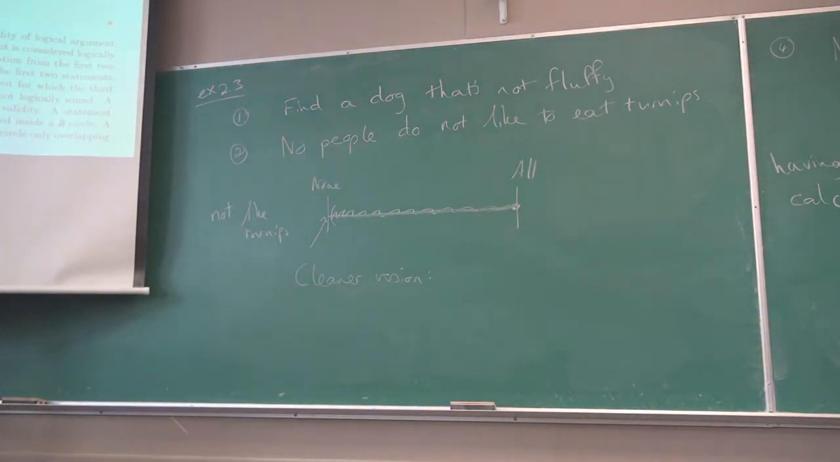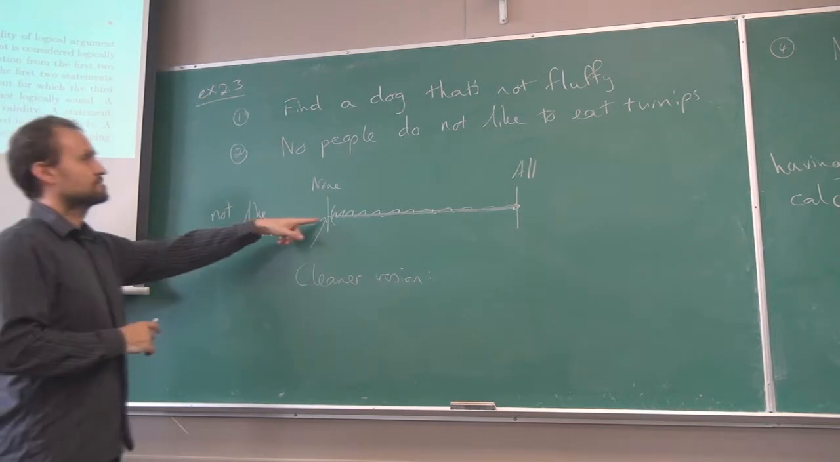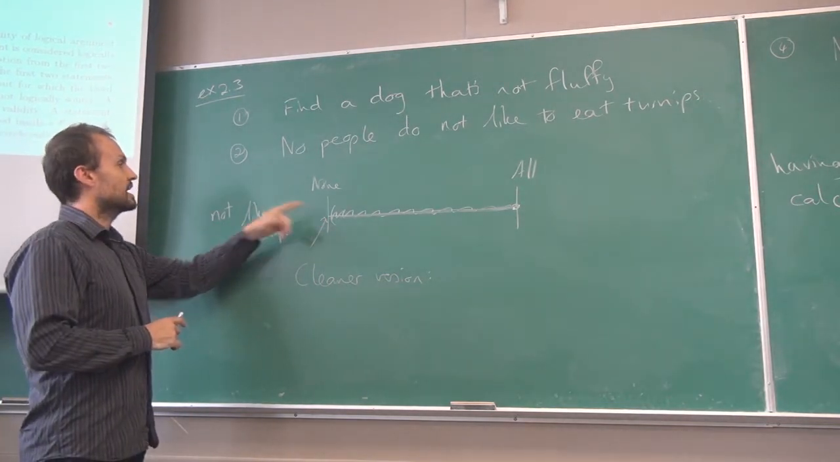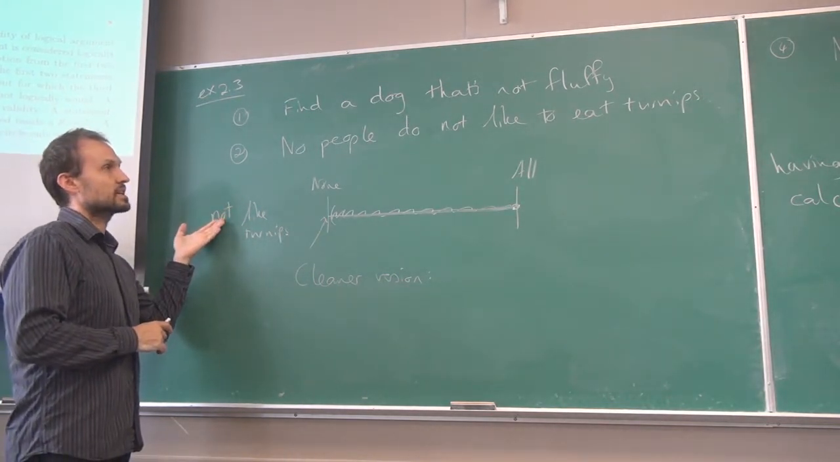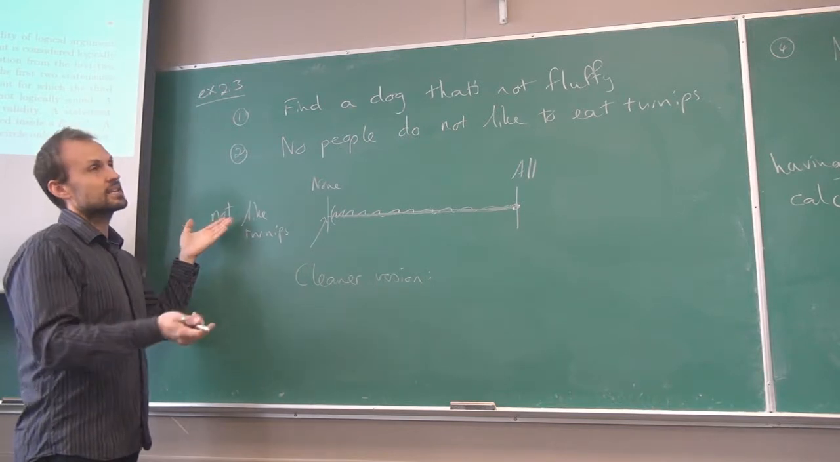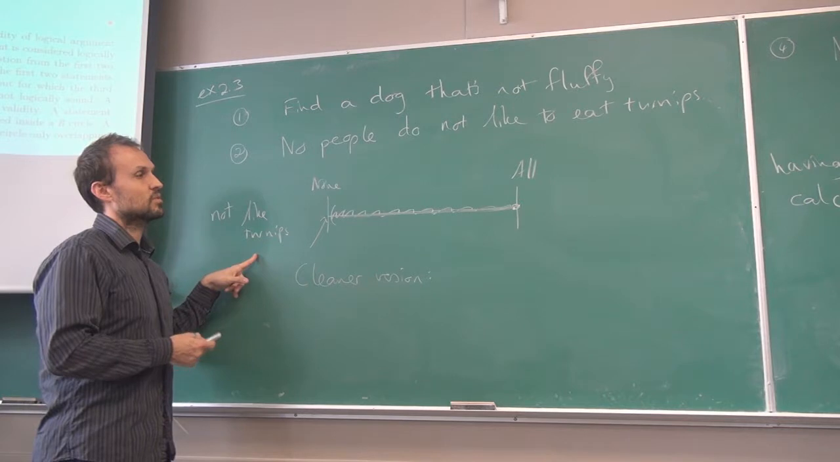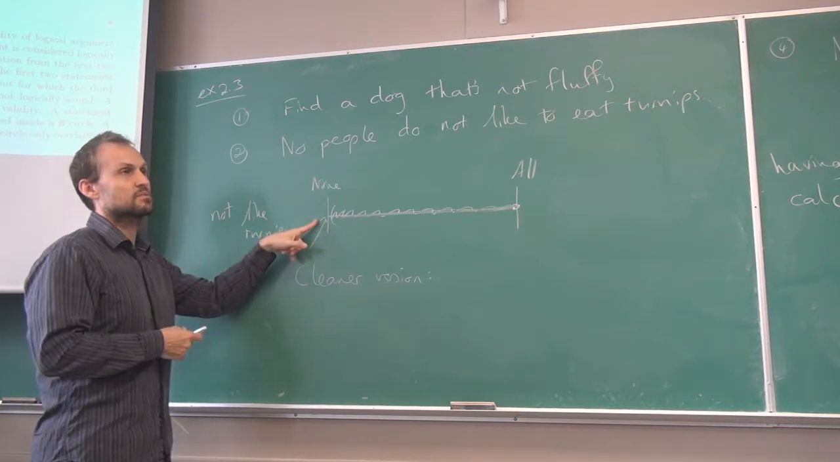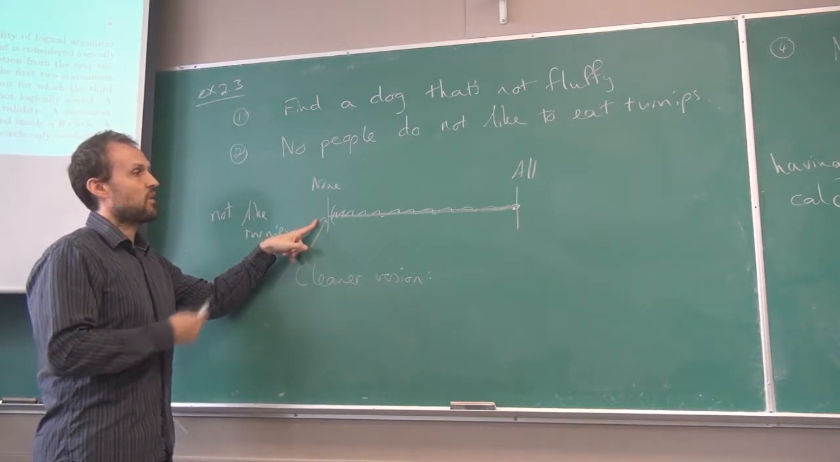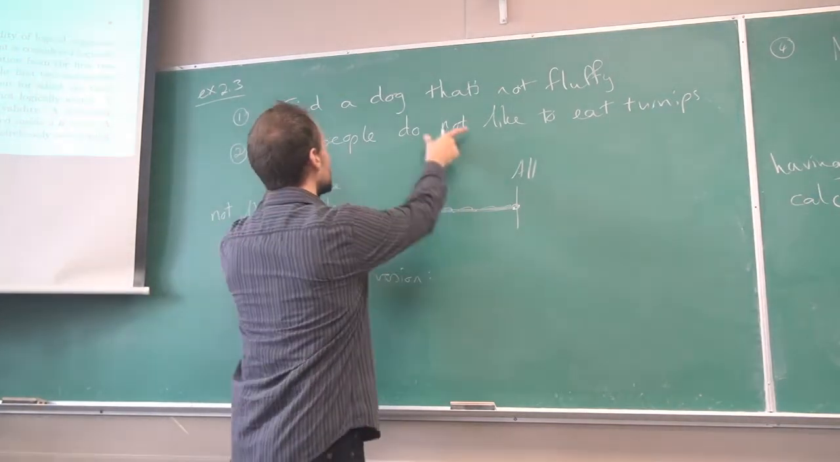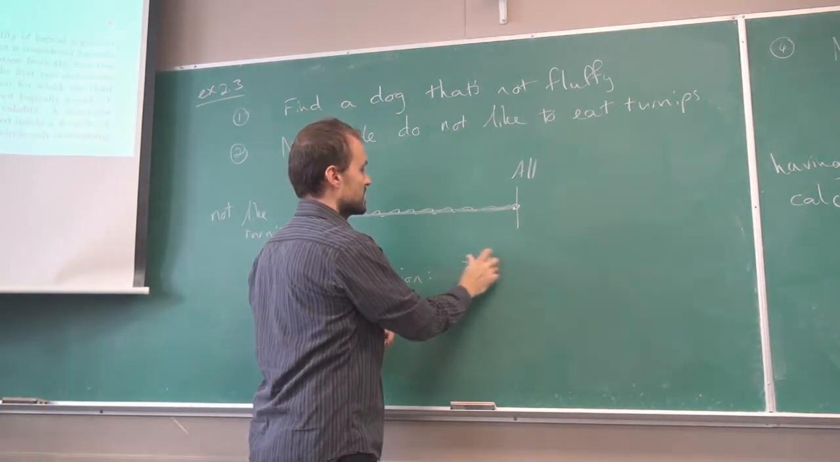We say no people don't like. That's weird. It doesn't sound right at all. I just have to make sure I'm here. So I can phrase it with liking turnips instead of not liking turnips. If no one dislikes turnips, what does that mean in terms of liking turnips? Everybody likes turnips. So the two negatives cancel, and you can say it in many ways.